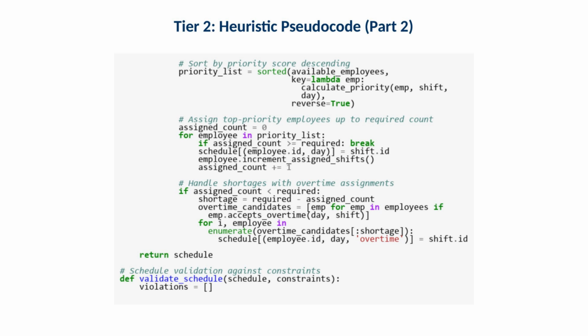This segment typically contains the priority scoring logic. It defines how to compute a score for each eligible employee based on factors like availability, skill match to current requirements, cost of assignment, and how many shifts the employee has already been assigned.